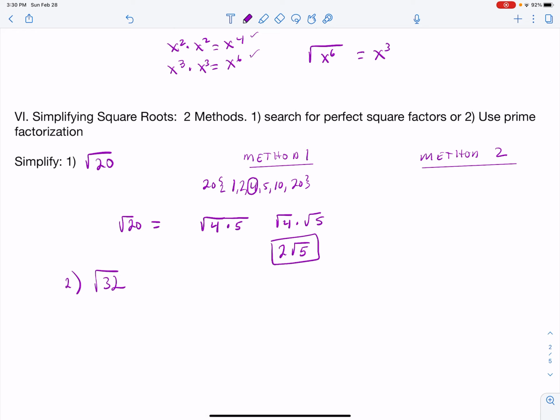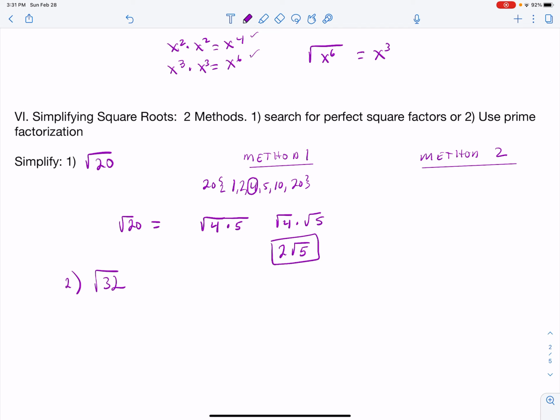Why? Because my new radicand 5, I ask myself, are there any perfect square factors of 5? The answer is no. Is 5 a fraction? No. Is there a radical in the denominator? No. So no, no, no means I'm done.